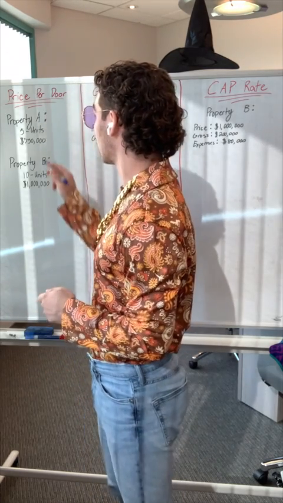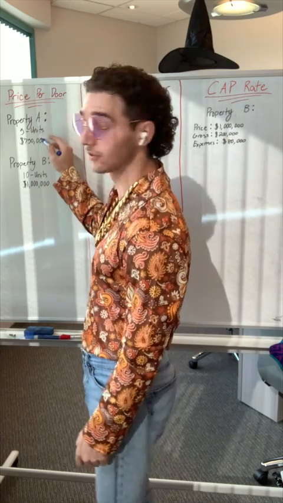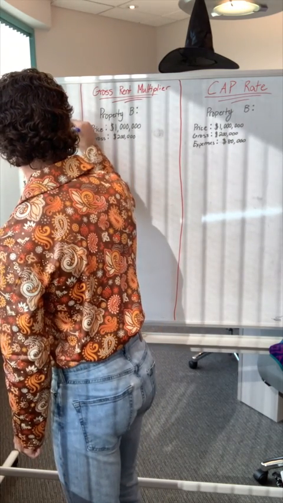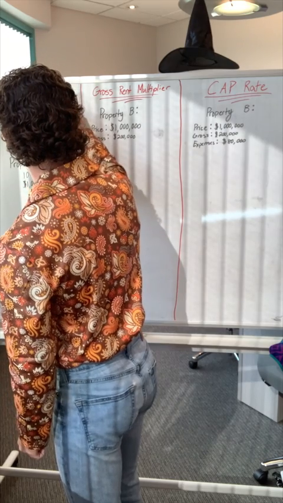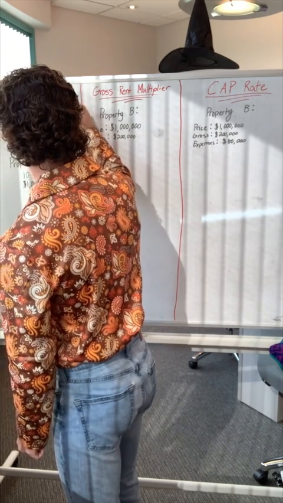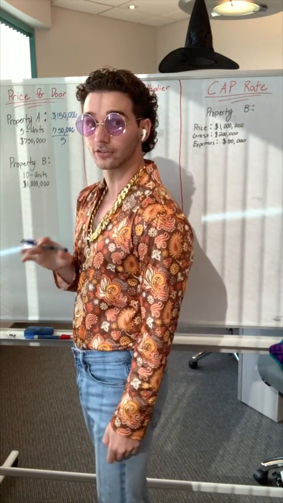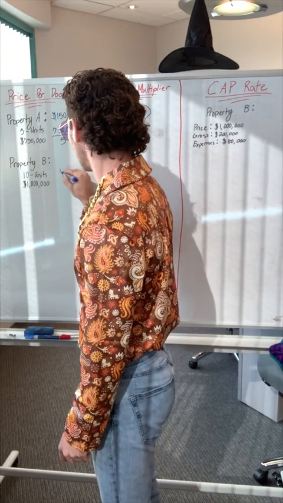So, we have property A, 5 units, $750,000. You take $750,000, divide it by 5, and you get $150,000 per door. Now let's do it again with property B, 10 units, $1 million.